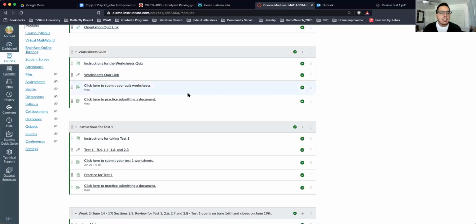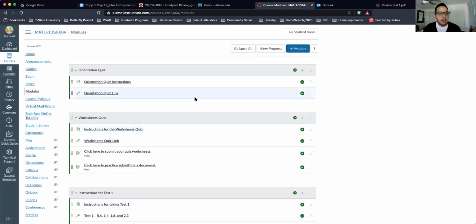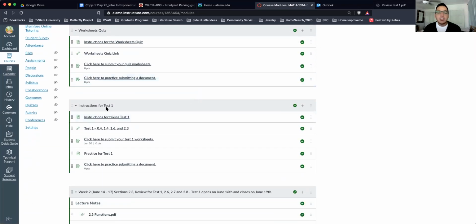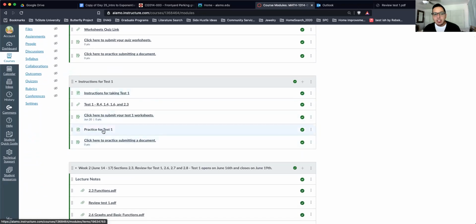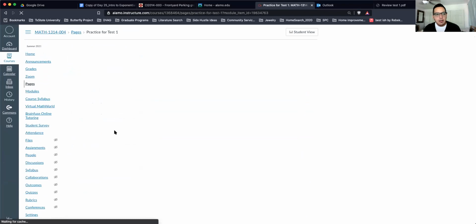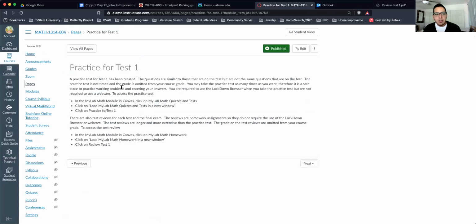And I believe that Miss Cottier has created for you guys a practice test in Canvas. So let me go ahead and share this. This is your Canvas page. Just briefly, I think she went over this with you guys yesterday. You can find the instructions for taking test 1, but she's also created some information here for practice for test 1. So just make sure that you review this. It looks like she's created a practice test for test 1 that has very similar questions to what are going to be on the test.